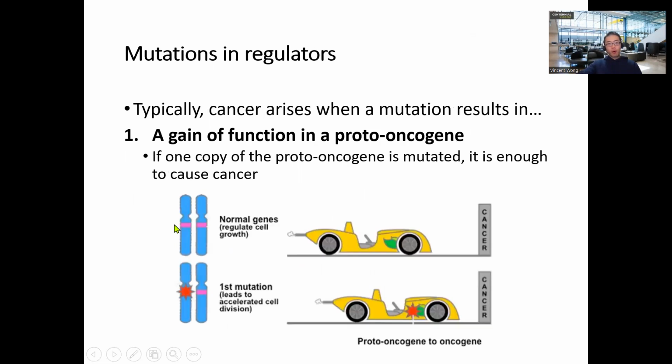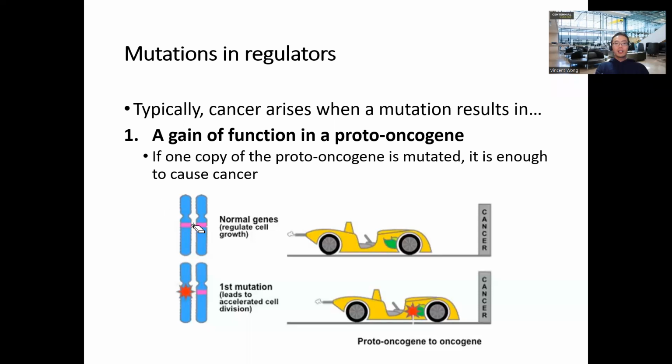So for the proto-oncogene, remember we have two sets of chromosomes, right? One from mom, one from dad, and on each of them you would have a gene. So I would have a proto-oncogene on each of the chromosomes. However, only one of them needs to be mutated to cause trouble. Only one of them needs to have the mutation to cause the cell to divide in an uncontrolled fashion.